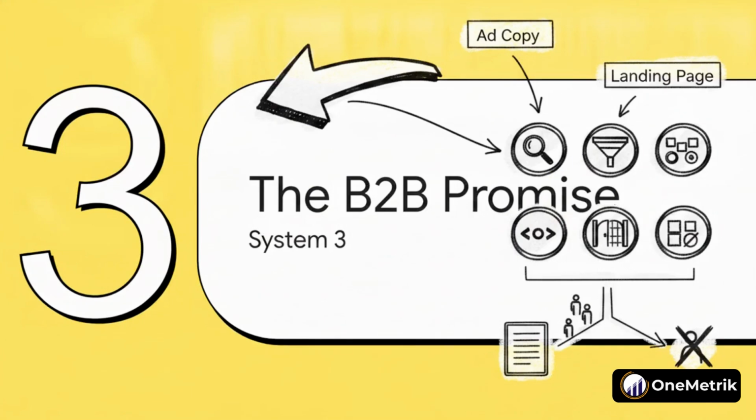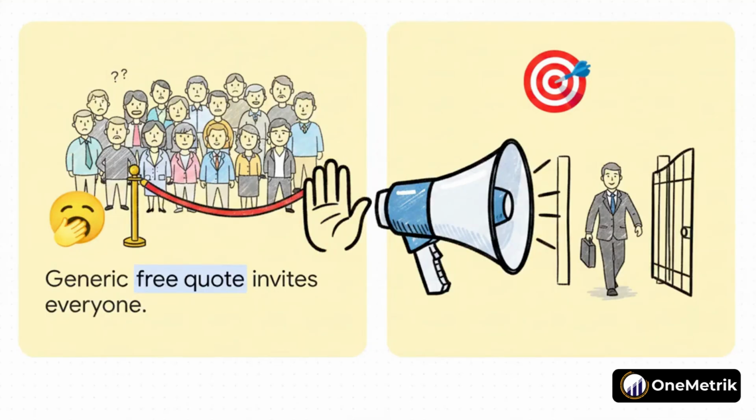Which brings us to our final system, the B2B promise. We've fixed the feedback, we've controlled the traffic, so now let's look at how your ad and your landing page filter out the noise. Checkpoint 5 is all about aggressive B2B qualification before the click even happens.